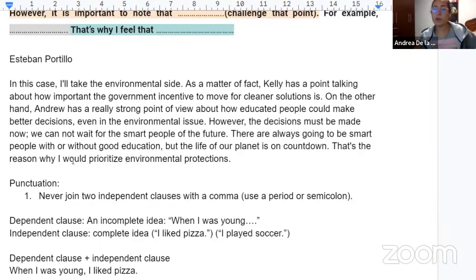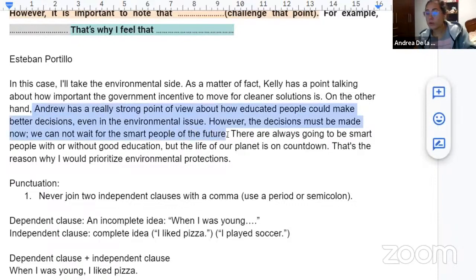You said that we don't have the time to wait for future generations to make the change. We have to start now. And you explained it well. Maybe I would like to see a little bit more, maybe some more details, because these are all general ideas, right? Maybe I'd add one or two details here and there, but your conclusion is also clear, your point of view is clear, and you really show that you understood both points well. And I personally like how you contrasted Andrew's reason, Andrew's point with your point, because that's really good. That shows that you can connect ideas well. So well done, Esteban.